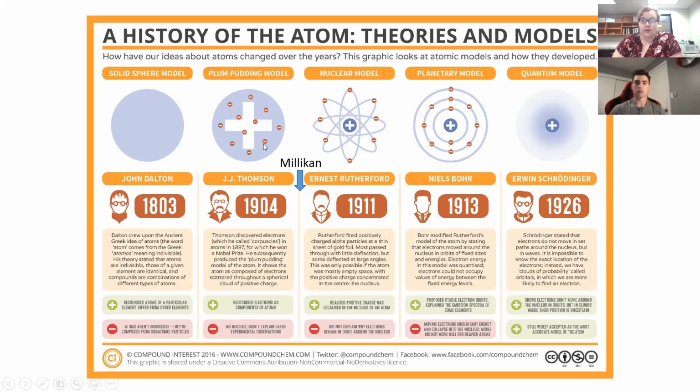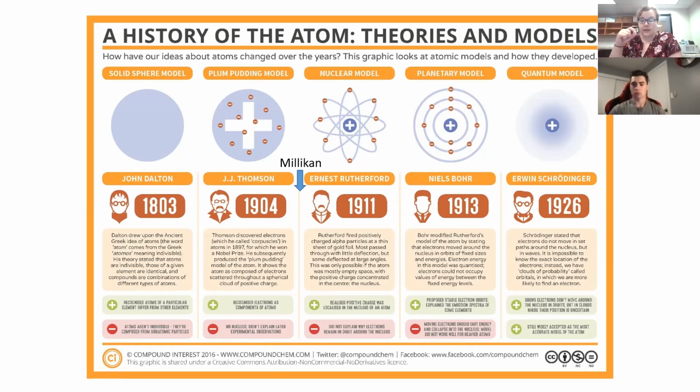But then Millikan ran the oil drop experiment and found the mass of an electron and the charge of an electron, so he was able to put numbers to those. But then Rutherford destroyed the plum pudding model idea by running the gold foil experiment, which was basically he took a really, really thin sheet of gold foil, like an atom thick, and he shot alpha particles at it, and he measured where the alpha particles went.